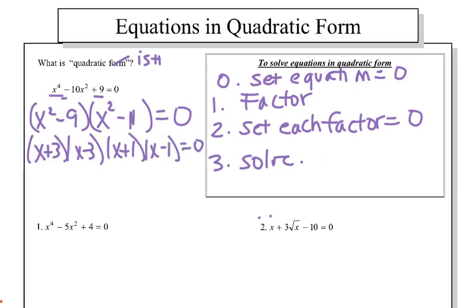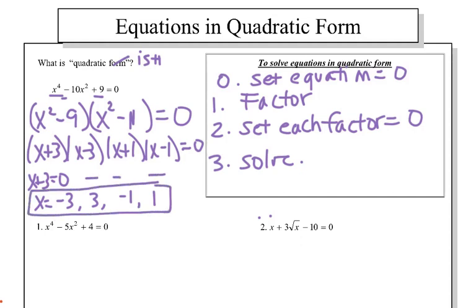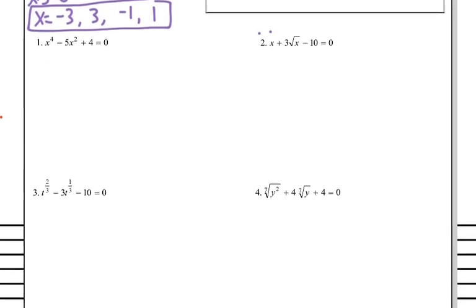And if I set each of those factors equal to 0, here I'm going to get negative 3, positive 3, negative 1, positive 1. I'm just going to write that down. We would have to write all 4 of those little mini equations, but you get the point. So it's like quadratic, but quadratic-ish. You see it now, right?